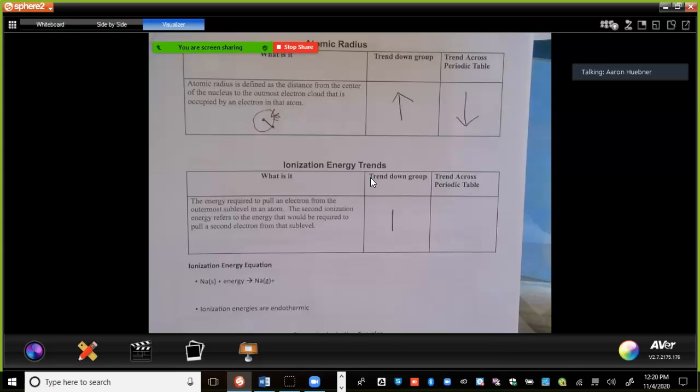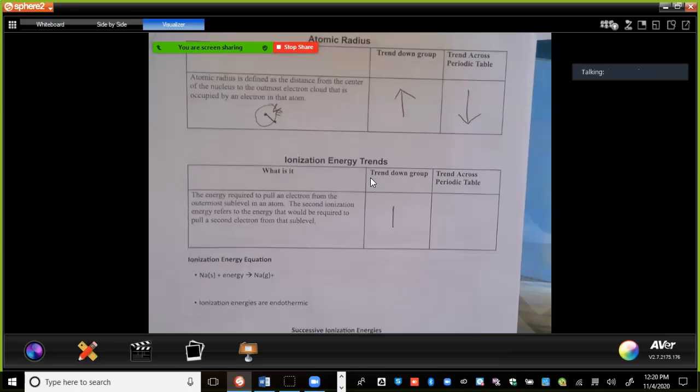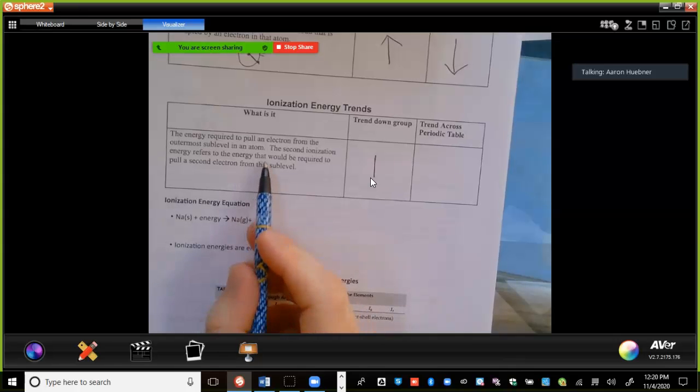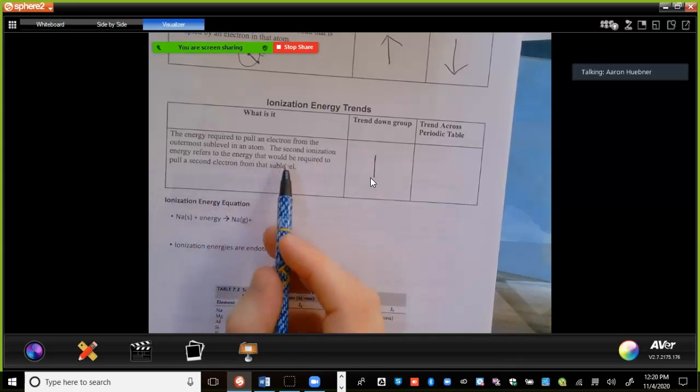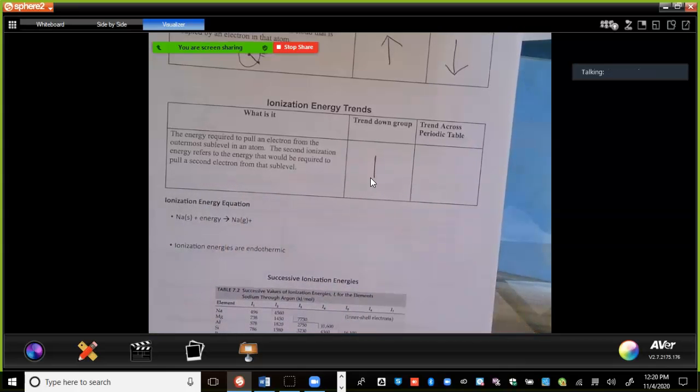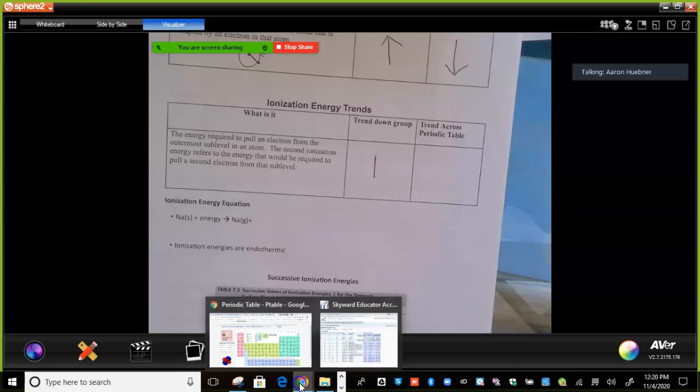All right, then we've got ionization energy. It's the energy required to pull an electron from the outermost sublevel in an atom. The second ionization energy refers to the energy that would be required to pull the second electron from that sublevel. So if we're going down a group, we're talking about ionization energy.